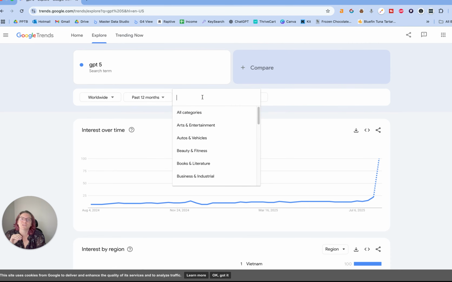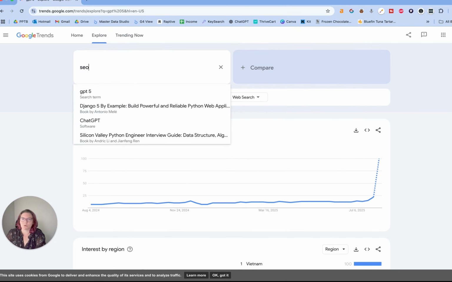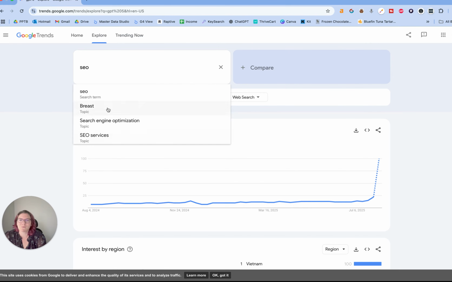But we can also filter. With SEO, it can be a bit hard because the term SEO is an acronym, and there's a lot of things that SEO could stand for. It seems like every time I search SEO, there's something Korean that comes up that I don't really understand. So we have search engine optimization. For some reason, breasts are coming up. I don't know why, but we have different things happening here.